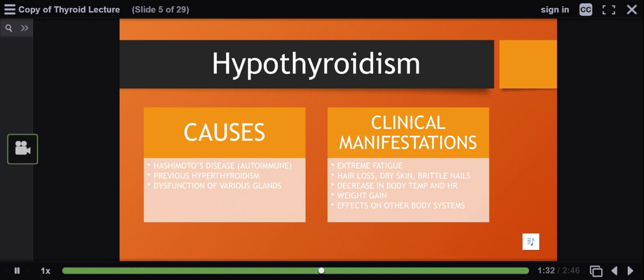Looking at the clinical manifestations, these clients often complain of extreme fatigue. They have hair loss, dry skin. Really, everything in their body starts to slow down. So we'll see a decrease in their heart rate, a decrease in body temperature. These patients will complain of weight gain, although their appetite has been decreased. Some mental effects we'll see are things like a dull, blank expression or slowed speech.